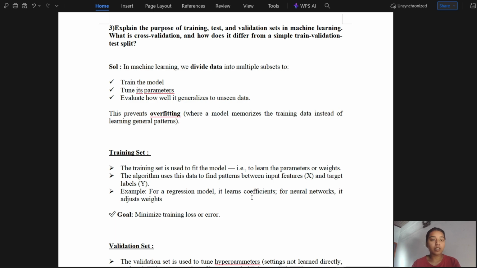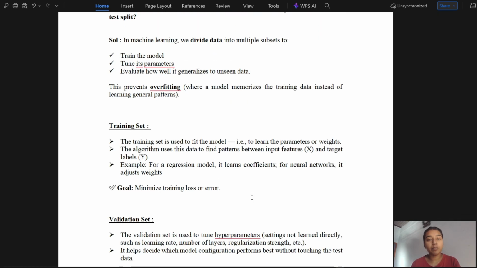Now we will discuss the solution of the third question. The third question is: explain the process of training, test and validation sets in machine learning. What is cross validation and how does it differ from the simple train validation test split?